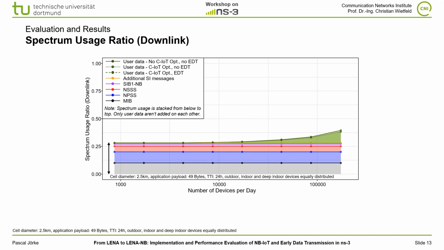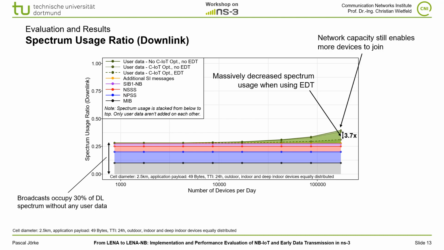To answer this question, we first evaluated the spectrum usage in the downlink direction. We can see that downlink broadcast already occupies 30% of the available resources, which is the first indicator of a possible bottleneck in the downlink. Note that the spectrum usage is stacked from bottom to top, but the upcoming user data are not added on each other. The results show that while EDT uses mostly 4 times less spectrum, all transmission modes leave plenty of room in the spectrum for more devices to join. So with this number of devices, the downlink spectrum is no bottleneck yet.